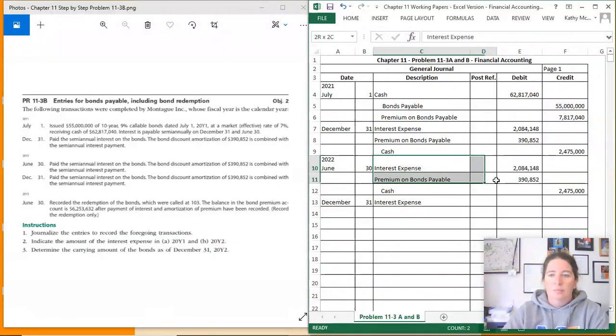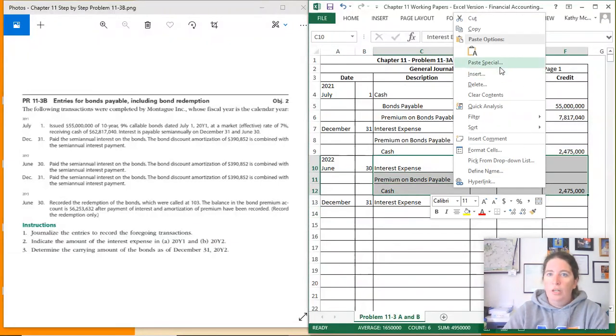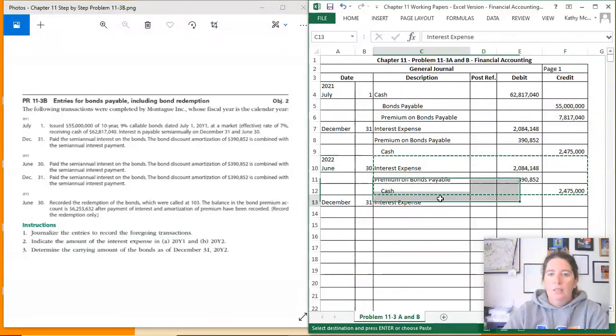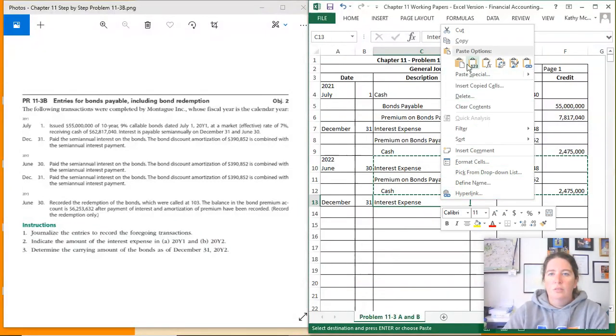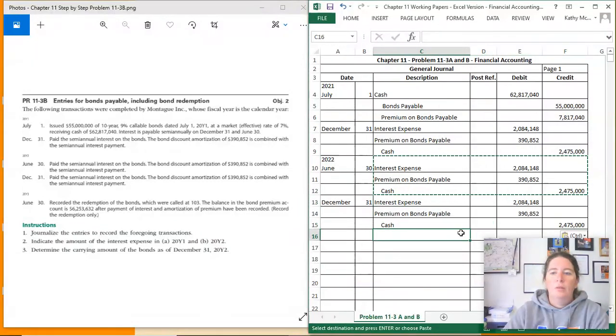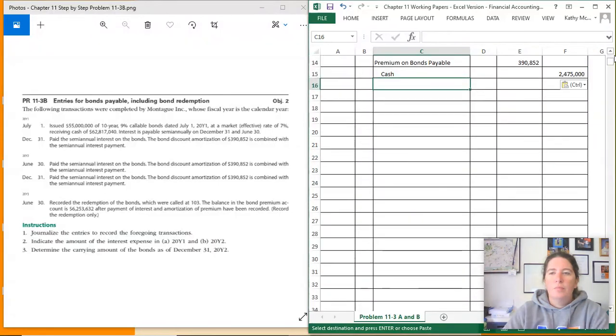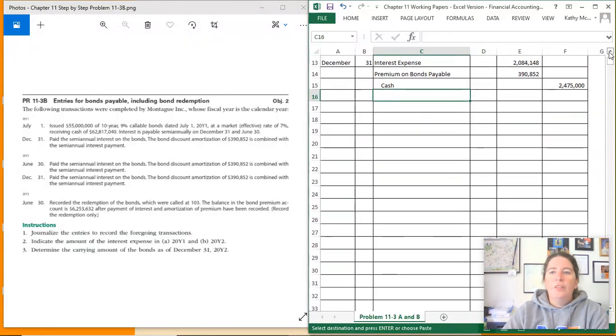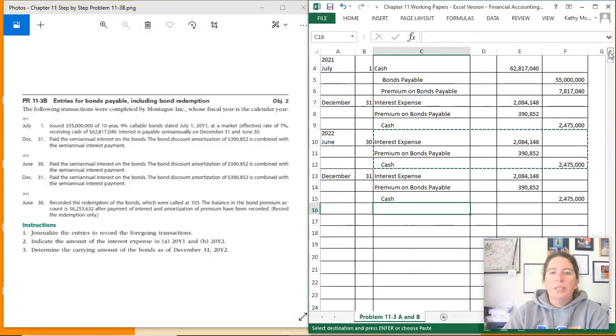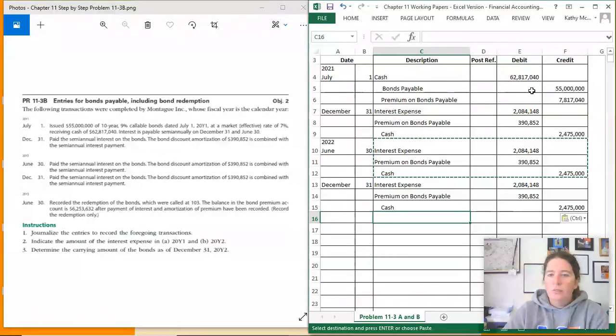I'm gonna work smarter, not harder. Copy, paste. Okay. So we have now completed our initial entry for giving out the bonds, and we paid 3 interest payments. Okay. It is now the year 2023.